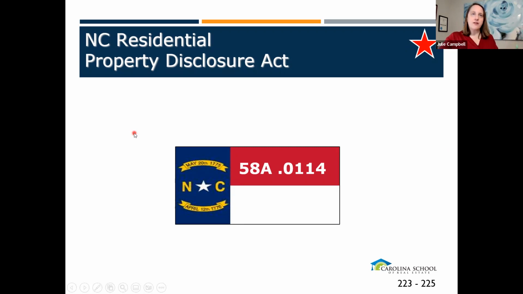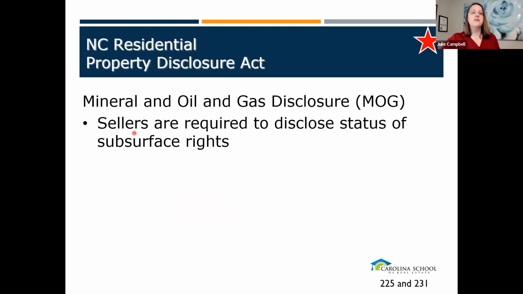The other form covered under the Act, the Property Disclosure Act, is the mineral and oil and gas disclosure, affectionately referred to as the MOG. Who remembers Unit 2? Let's go way back in time. That seems like so long ago, doesn't it? Unit 2, we talked about severing your subsurface rights, and you can sever the rights to the minerals under your land and the oils and the gases. Well, the seller has a disclosure. They have to disclose the status to the buyer, if they have severed the subsurface rights or if they intend to sever the subsurface rights.